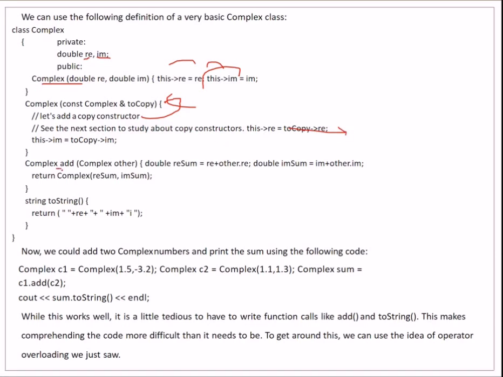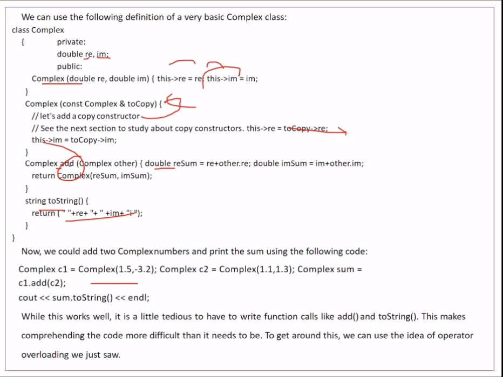And in this add, you are trying to add, and this is to print the string. Actually, whatever result is there, you want to print. So we could add these two complex numbers and print the sum using this code.